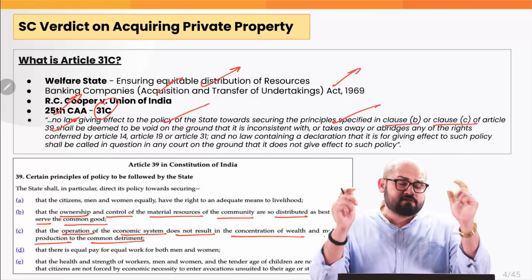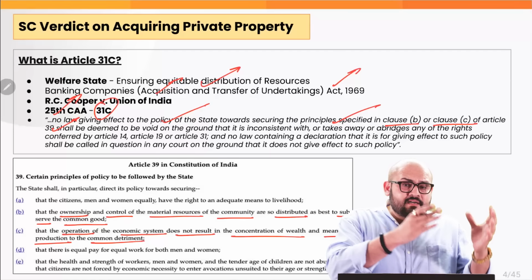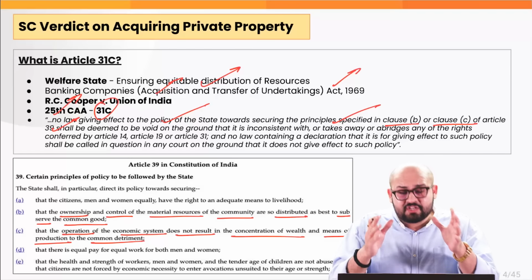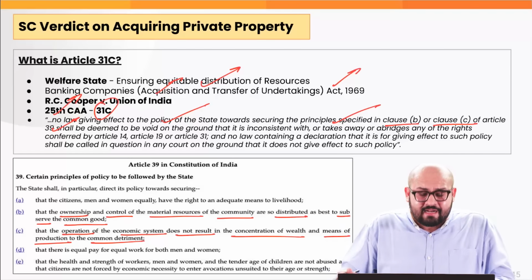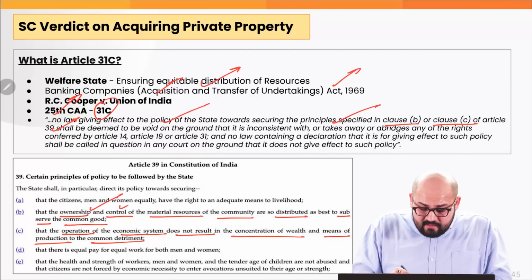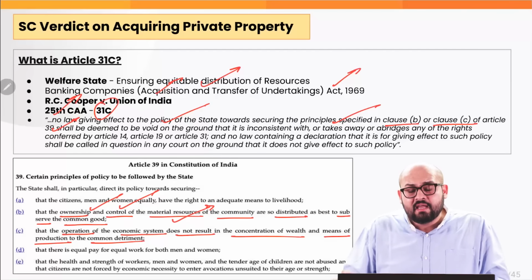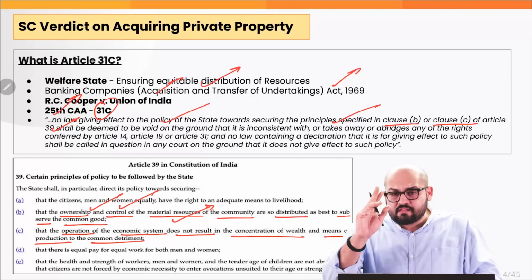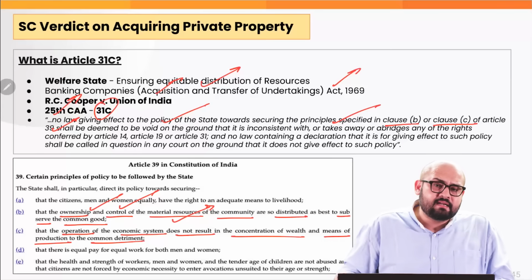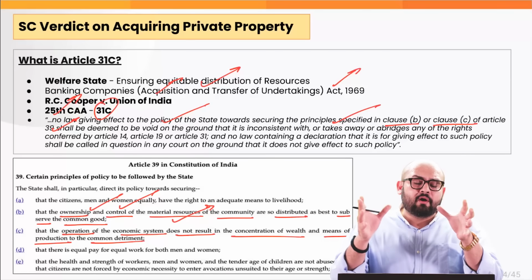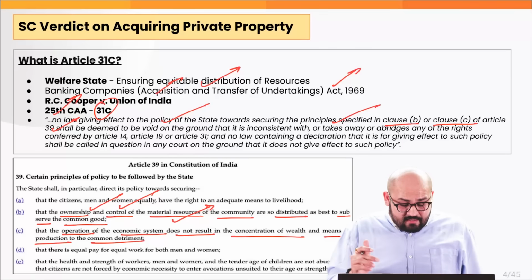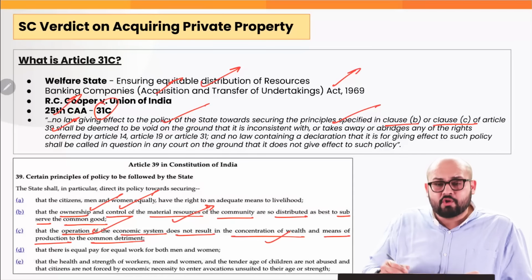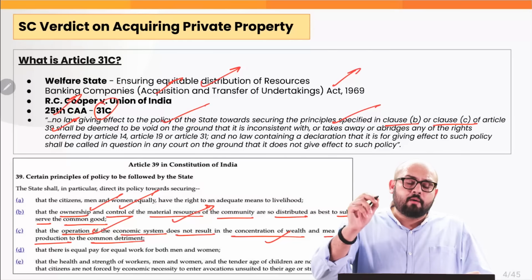So first, let's talk about what Articles 39B and 39C are. Article 39B says that the state shall make policies so as to ensure that the ownership and control of the material resources of the community are so distributed as best to subserve the common good. Article 39C says that the state should make policies to ensure that the operation of the economic system does not result in the concentration of wealth and means of production to the common detriment, right?